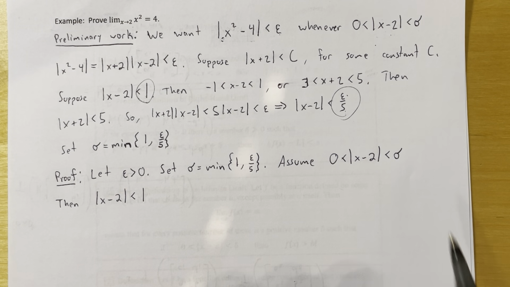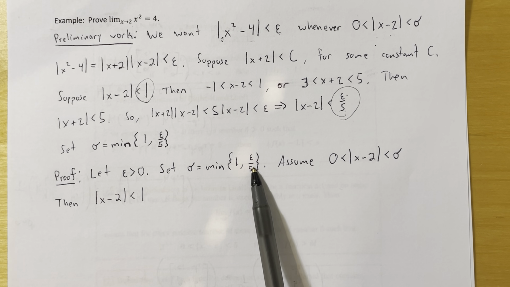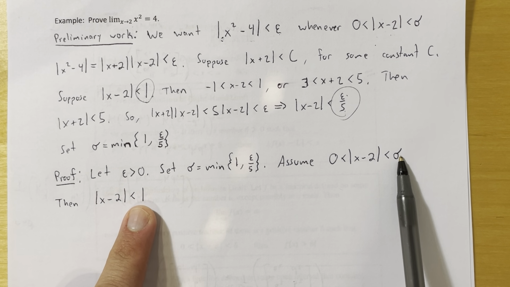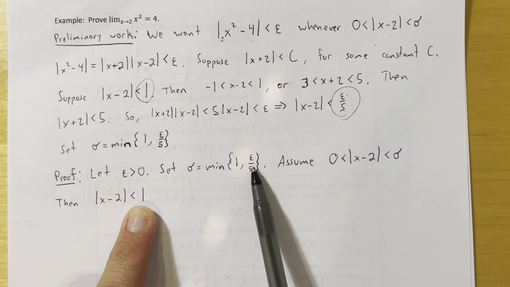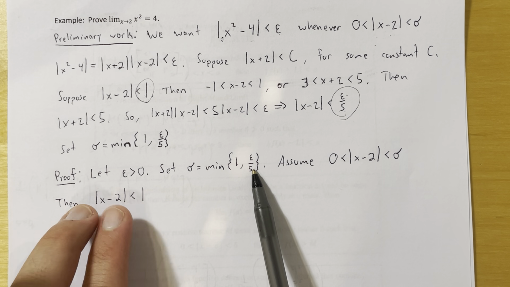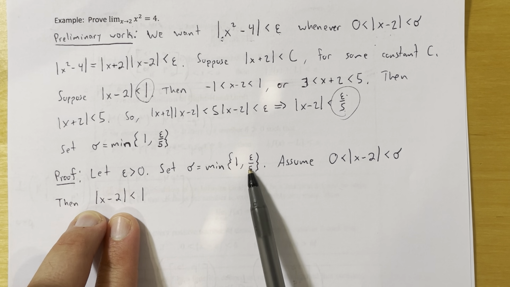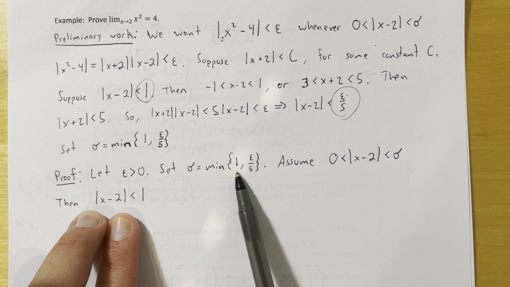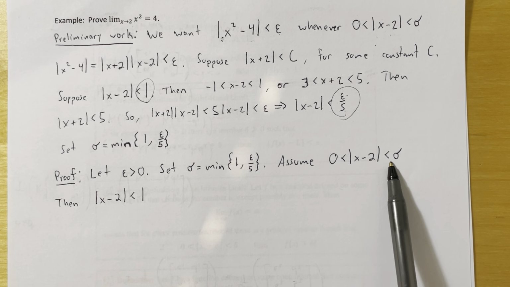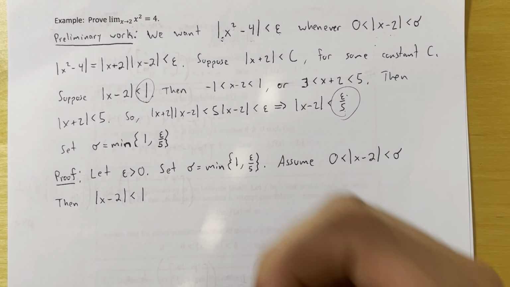And how do I know that? Well, if delta is the minimum of these two values, if it's equal to 1, then I can just substitute a 1 in there and I get this. If instead it's equal to this one, then if this is less than epsilon over 5, it would have to also be less than 1 because, by definition, it would be the smaller of these two numbers. So regardless of which one of these is smaller, this statement always allows me to say that x minus 2 in absolute value is less than 1.